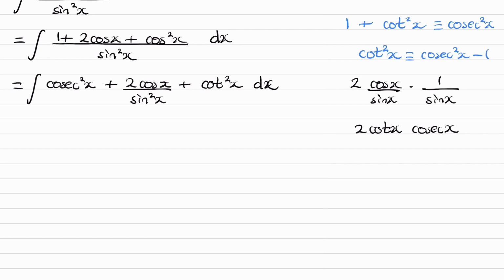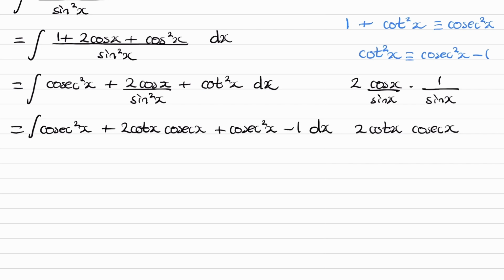Okay, so let's put everything in. The integral of cosec squared x plus 2 cot x cosec x plus the cot squared x, which has now become cosec squared x minus 1. And then we can just combine the 2 cosec squared x's to make 2 cosec squared x plus 2 cot x cosec x minus 1.